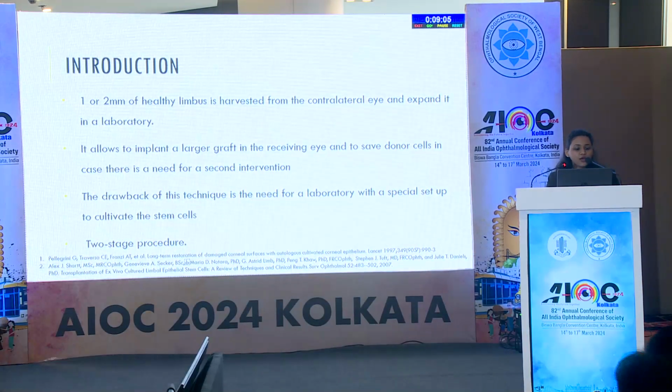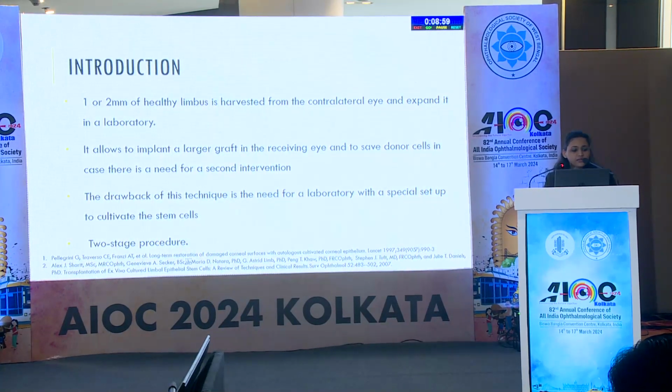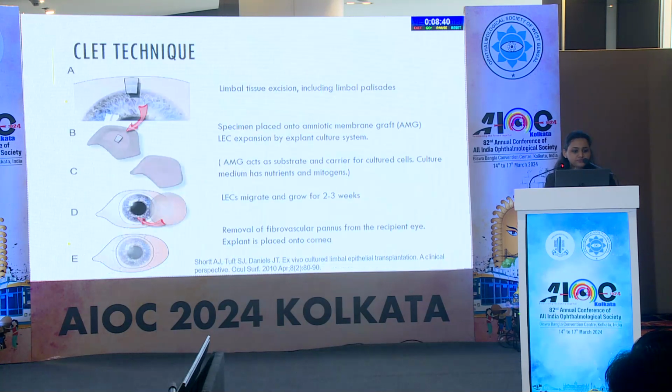Essentially, 1 to 2 mm of healthy limbus is harvested from the healthy eye and expanded in the lab. This procedure allows the implant of a larger size in the recipient eye. It saves the donor cells in case there is a need for a second intervention. The drawback being that there is a requirement for a lab setup to cultivate the stem cells. It is a 2-stage procedure.